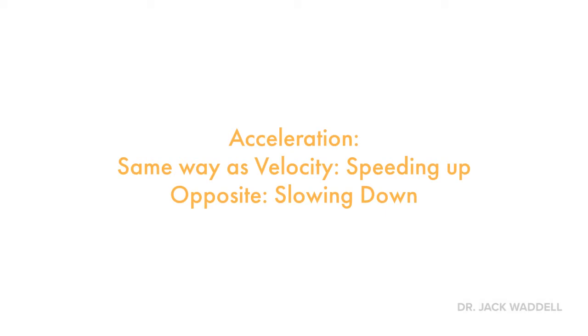Let's summarize. You can't tell whether you're speeding up or slowing down by looking just at the acceleration, but if you look at the acceleration and the velocity, you can. If it points the same way as the velocity, you're speeding up. If acceleration points the opposite of velocity, you're slowing down.